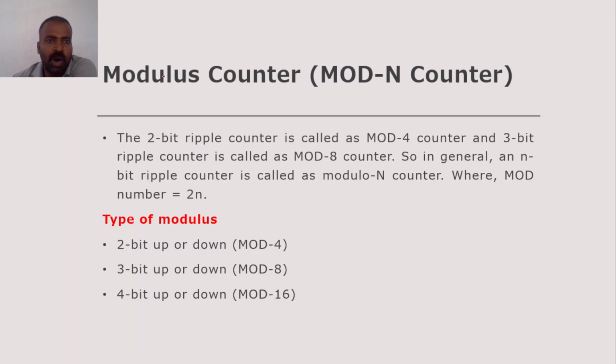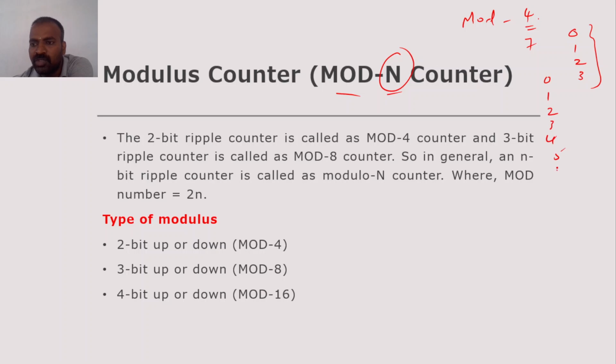Right. The next thing is modulus counter. So modulus counter we can call it as a mod n counter. Here n represents the number of states. Say for example, if I am telling mod 4, then this counter is going to count 4 number of states. It will not count up to number 4, it will count 4 states, that is 0, 1, 2, 3. This is 4 states. If suppose mod 7, it will count 7 states, that is 0, 1, 2, 3, 4, 5, 6. It will not count up to 7. Total number of states is 7.